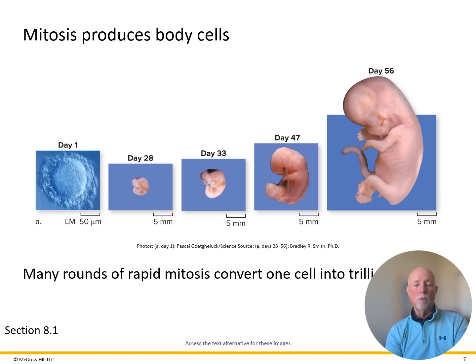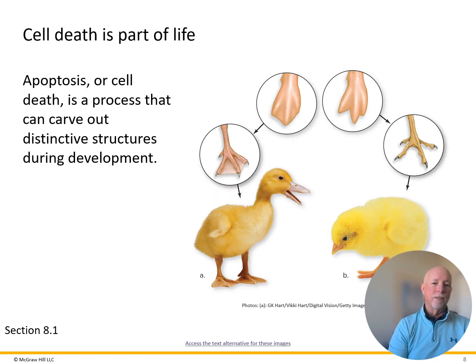This occurs in what we call body cells. That's the cells of our bodies. We also call those somatic cells, or the cells of a plant, the plant body. This is mitosis, starting with one cell and going rapidly and ending up with a trillion cells.